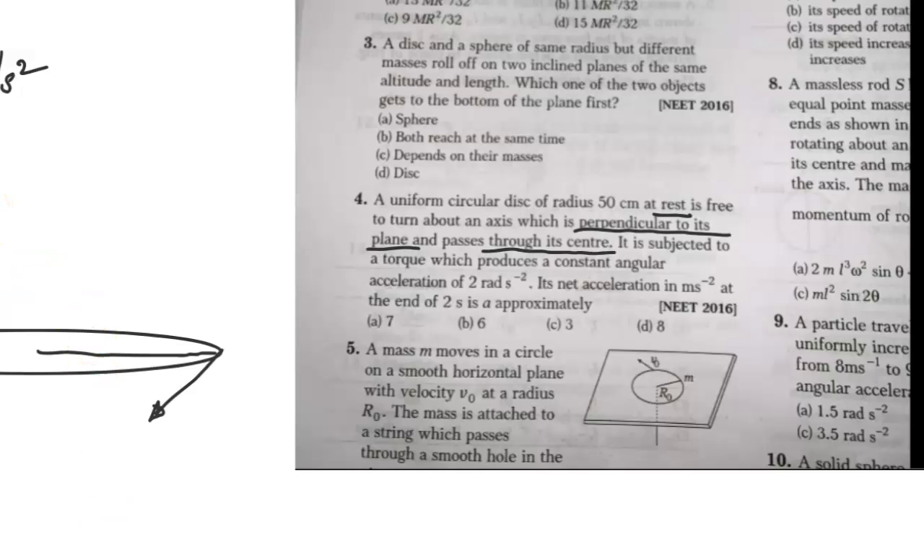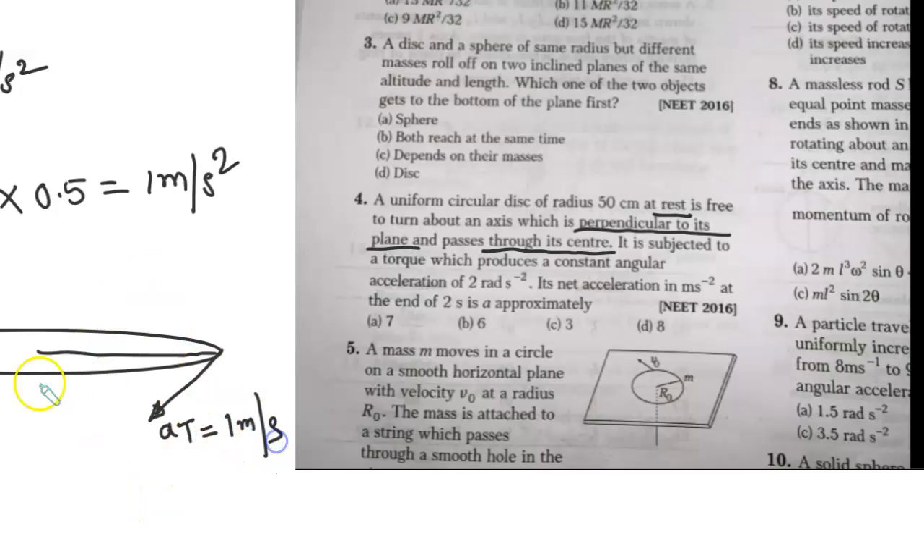See the tangential acceleration. Tangential acceleration is nothing but we compare linear motion and angular motion. How do we compare? We multiply everything by r. So alpha into r. R is 0.5, so it is 1 meter per second square. So this is the tangential acceleration.